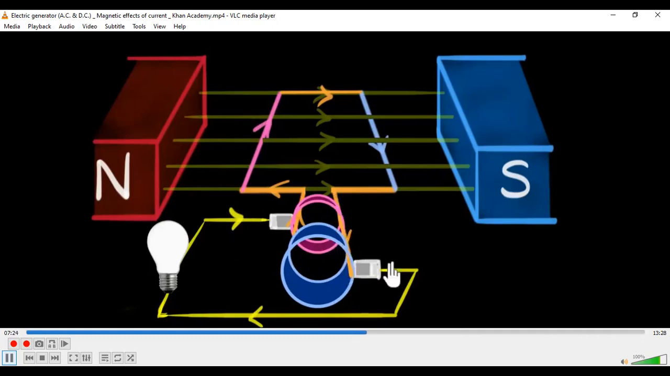And these wires are connected to carbon brushes and they are just touching, but they're not stuck. So right now there is a contact. And as a result, the current comes out of the blue ring.